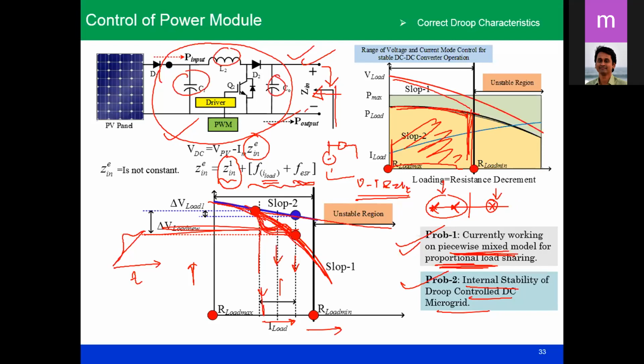So it may happen that you see the poles are on the left side and the system is stable, but you do not consider the internal stability. The output capacitor voltage may be unstable even though your controller is saying that it is stable. So this is another important area: internal stability of DC microgrid.